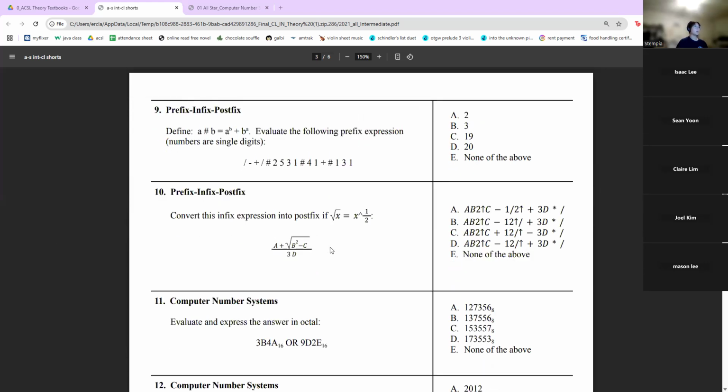Number 9, prefix, infix, postfix. Evaluate the following prefix expression. Numbers are single digits. Okay, prefix expression. That means we're looking for operator, operand, operand. We have number sign 2, 5, number sign 4, 1, number sign 1, 3. Number sign is going to be a to the b power plus b to the a power. So that's 2 to the fifth is 32 plus 5 to the second is 25.